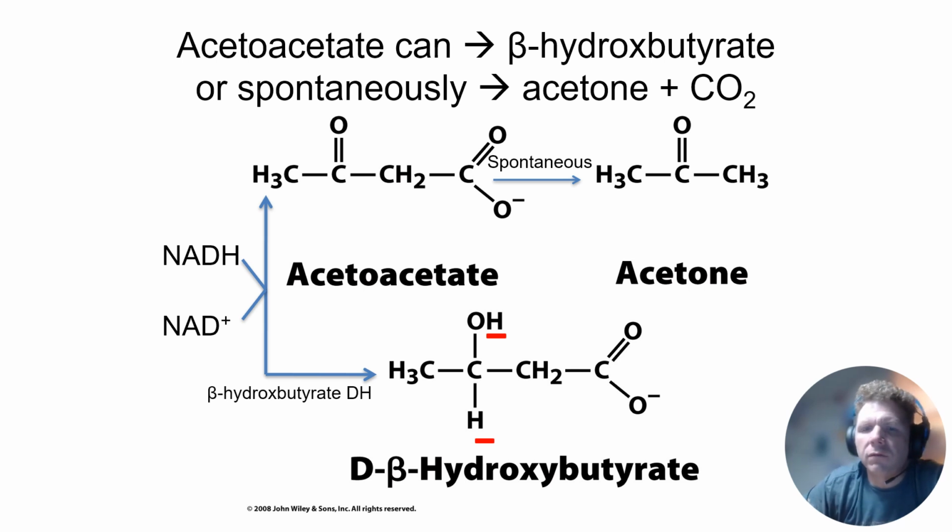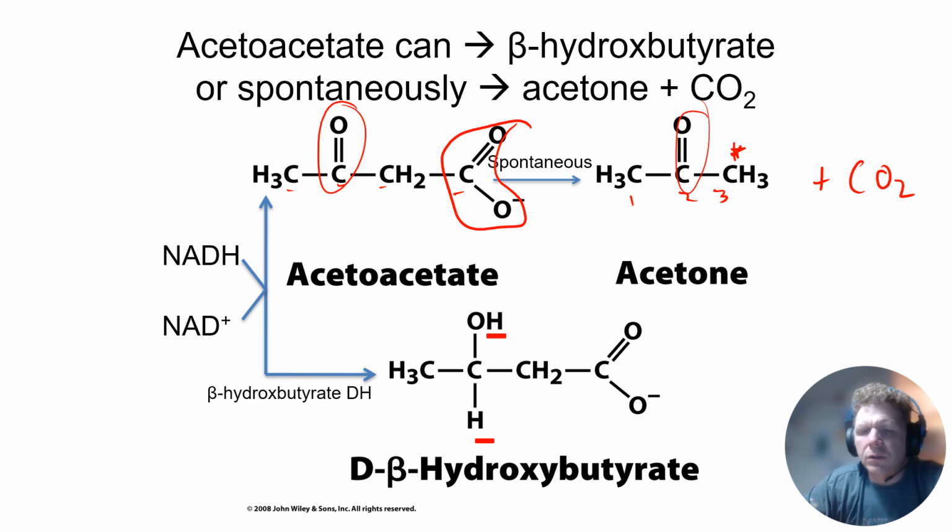Now, acetoacetate can be converted to beta hydroxybutyrate or spontaneously to acetone and CO2. So this really should show CO2, because we're going from 1, 2, 3, 4 carbons down to 1, 2, 3, and this carbon right here, nothing's really happening to that. Everything's happening on this carbon right here, and the thing that's happening is that CO2 right there. What happens to that? Well, when we're going from acetoacetate to acetone, it's just going to be released as CO2.